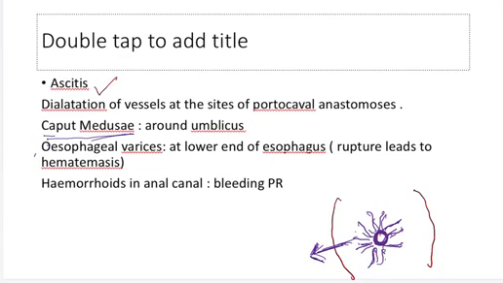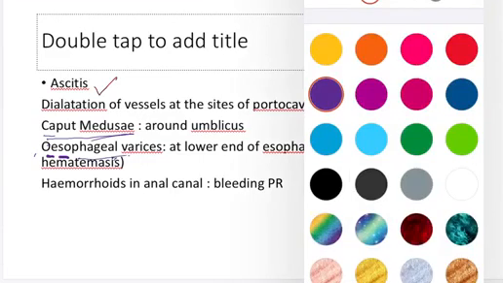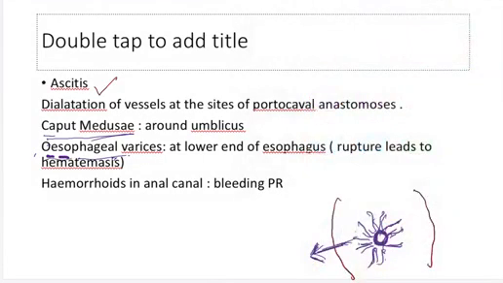Another site is the lower end of the esophagus. We know that the lower end of the esophagus is a site of portocaval anastomosis. So what are esophageal varices? Esophageal varices means that there is dilatation of the left gastric vein. At the lower end of the esophagus we have the portal part contributed by the left gastric vein, and the lower esophageal branch of the systemic vein becomes the systemic part, and the left gastric vein becomes the portal part.